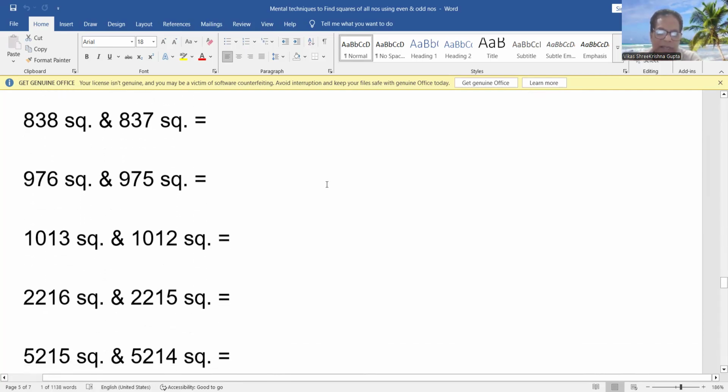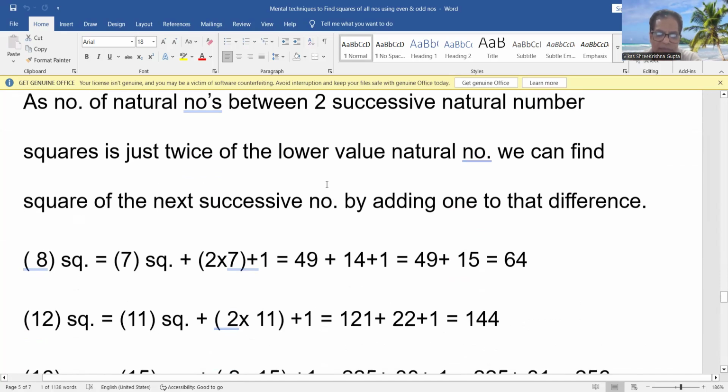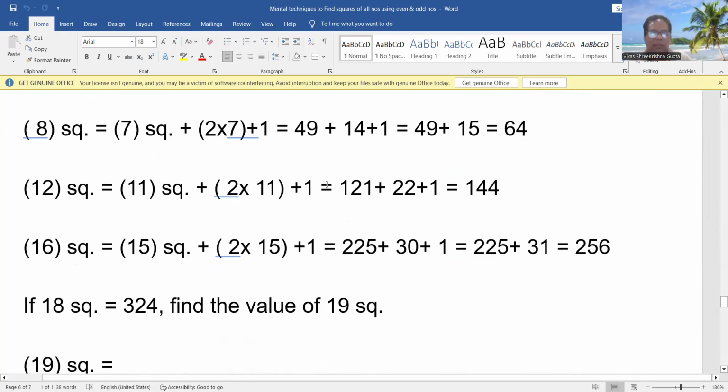Now, this same technique I'm going to use to find the square of a number when I'm given the square of the previous number. 8 square is equal to how much? 7 square plus 2 into 7 plus 1, because I know the difference is 2 into 7 plus 1, and the next number will be 8 square. So 7 square plus 2 into 7 is 14, and then I add 1 to this 14, I get 15. So 49 plus 15 gives me 64, and that is equal to 8 square.